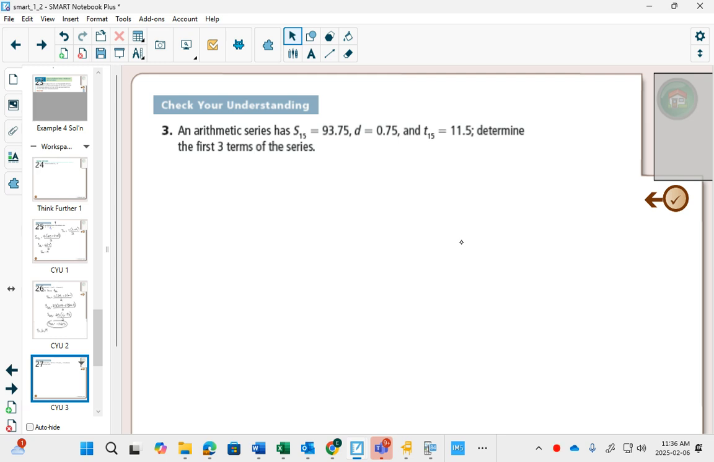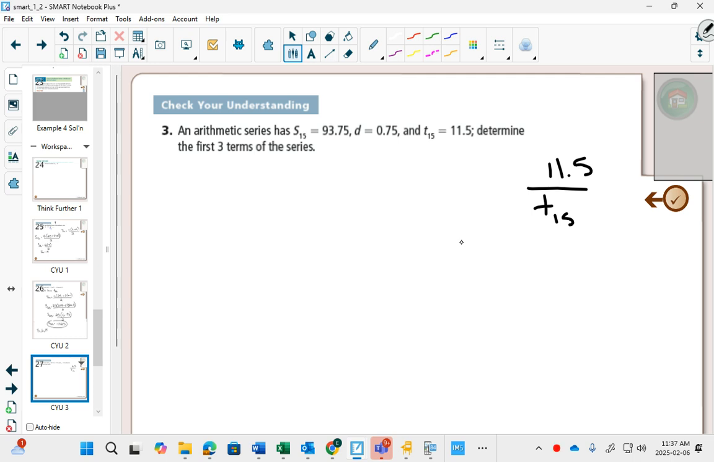Okay. So first it seems like, oh, I've got lots of information and I don't know where to start. Well, if you wanted to do this the slowest way, we know that term 15 is 11.5. Can you see that you could just keep subtracting and find all 14 before that? Then you would have 1, 2, and 3. That method would work, but it would take a long time.